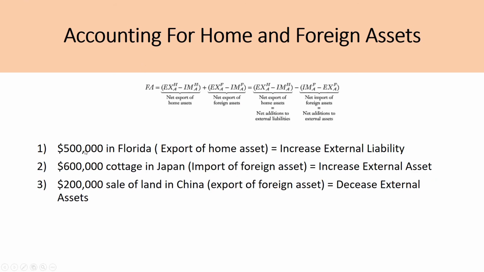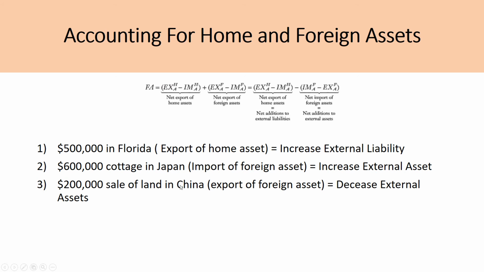So the $500,000 sale in Florida is an export of a home asset, so it is an increase of external liabilities because it's being transferred out, and now it is an external liability because a foreign buyer holds a domestic asset. Now, the purchase of the $600,000 cottage in Japan is an import of a foreign asset, so it is increasing the external assets of the country. In addition, the $200,000 sale of land in China, which is a foreign asset and is being exported because it's being sold, is a decrease of an external asset.